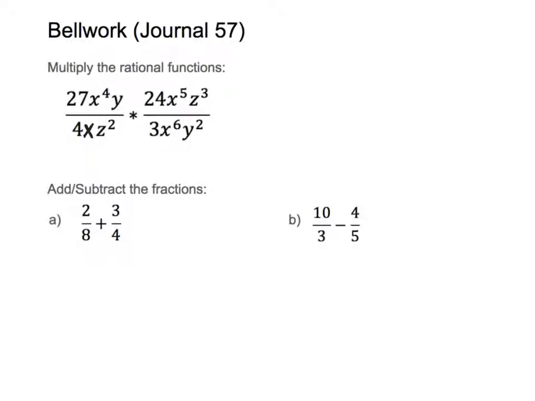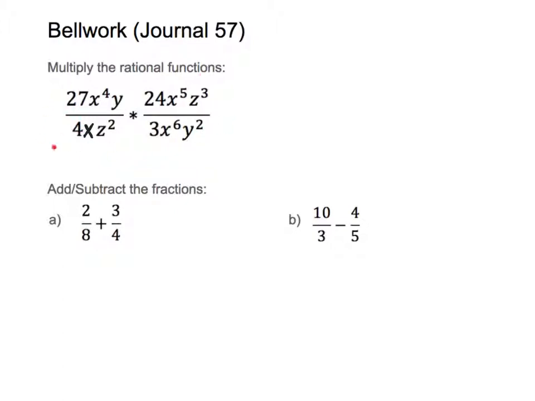Okay, so when we look at the spell work here, there's about 3 problems, and we're going to start out with this multiplication problem. So multiplying 2 rational functions, or you can think of it as multiplying 2 fractions here. Now, when we multiply fractions, we multiply straight across.